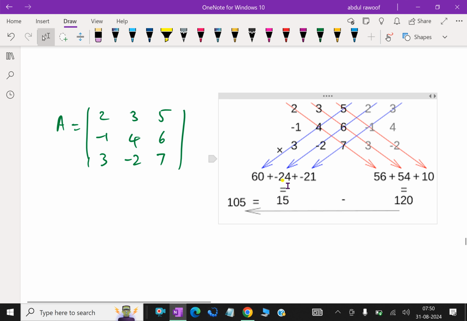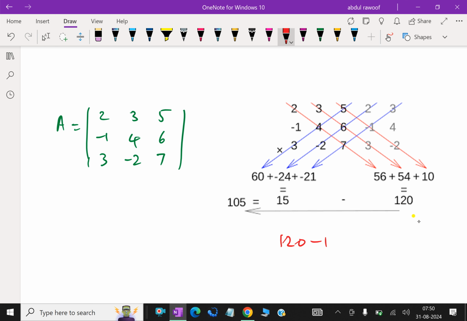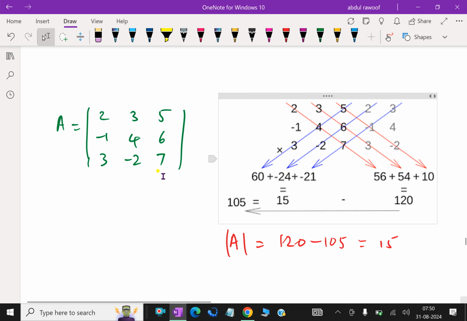60 minus 24 is 36 and minus 21 is 15. So we have to get 120 minus 105 equals 15. Therefore, the determinant of A is this one. The Sarrus rule is very useful. If you understand the concept, you can quickly find the answer.